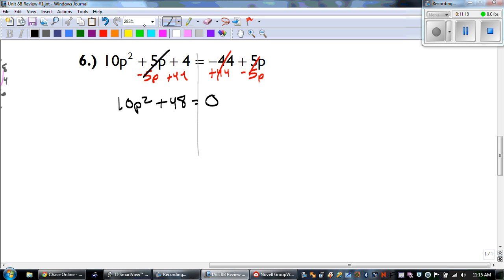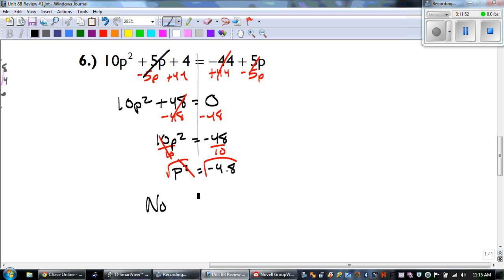Okay, well, I don't have a linear term, so I can use inverse operations. So I subtract the 48. I get 10p squared equals negative 48. The next step would be to divide. Now don't be scared because I get a decimal right here. It's a negative 4.8. But as I do my next step and square root, can I square root a negative number? No way. No way, Jose. So we would say no real solution.